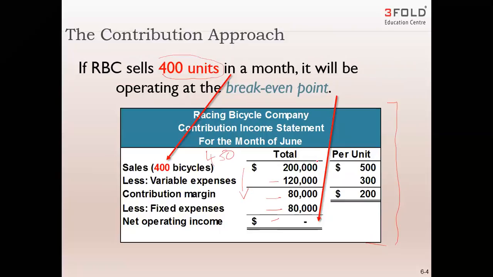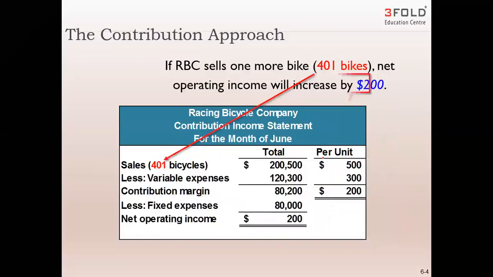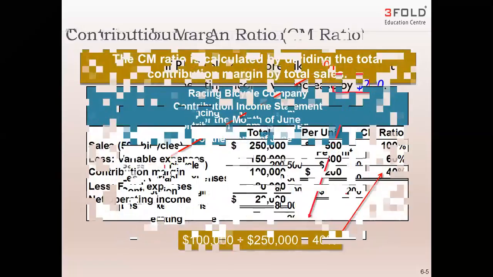So there is a certain formula that can be applied, and that is what we will see in the slides that follow. But before that, if I sell one extra bike, which is 401 bikes, then my operating income starts growing from that point. If I sell 2 bikes more, then my operating income grows by my contribution margin. So that is also another little detail that you might want to keep track of.